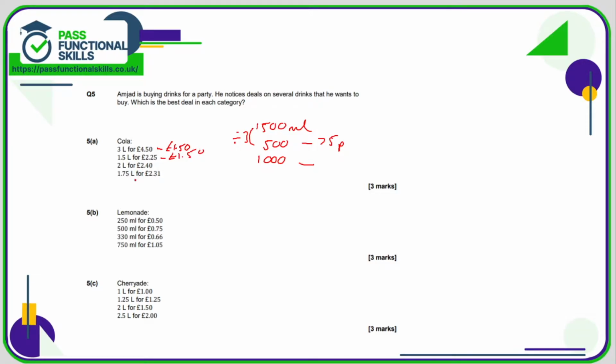The next one's quite easy. If it's 2 litres for £2.40, then 1 litre is going to be half that amount, so that's going to be £1.20. And this last one's a little bit horrible. So what I'm going to do here is, that is 1,750 millilitres, and it costs not a particularly nice amount, £2.31. So what I'm going to do is work out the price for 1 millilitre.